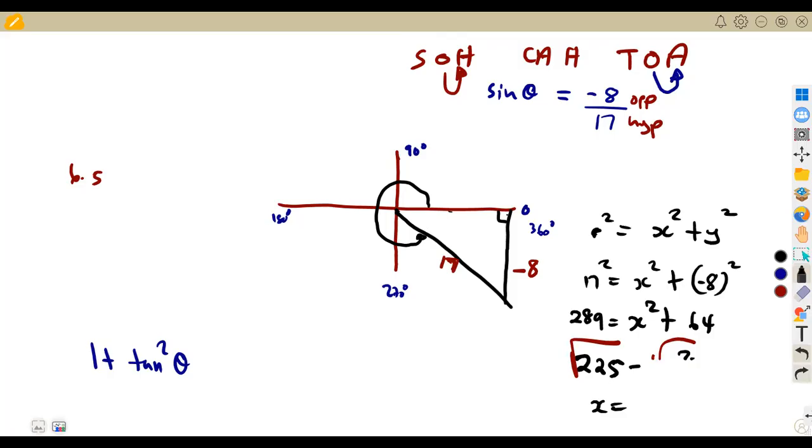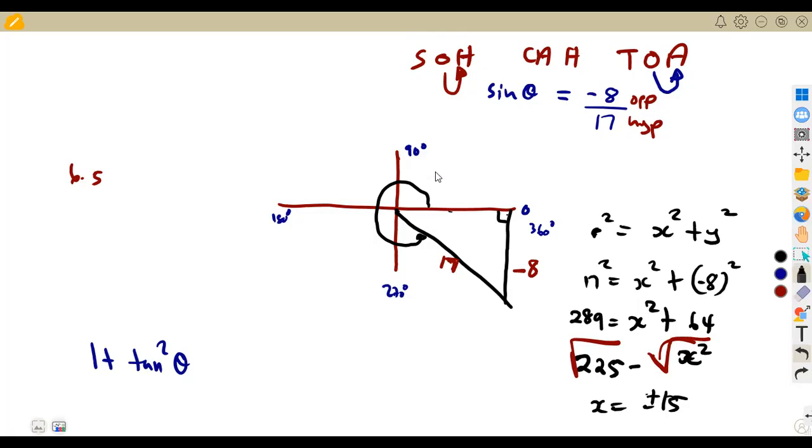So that's what you're going to have there, right? Sorry for that, guys. We had the square root there, that was x squared, okay? So x is going to be the square root of 225, which is plus or minus 15, like I said.